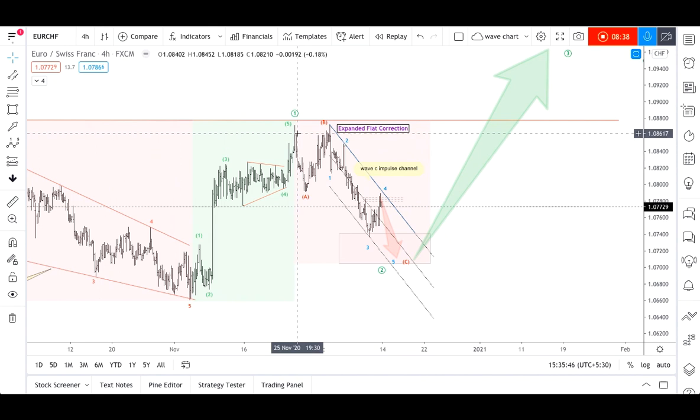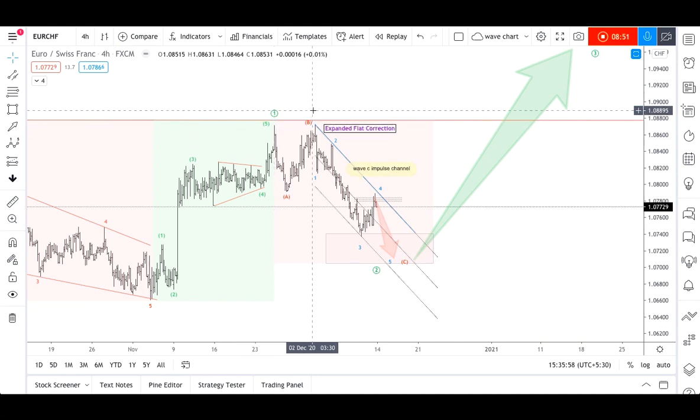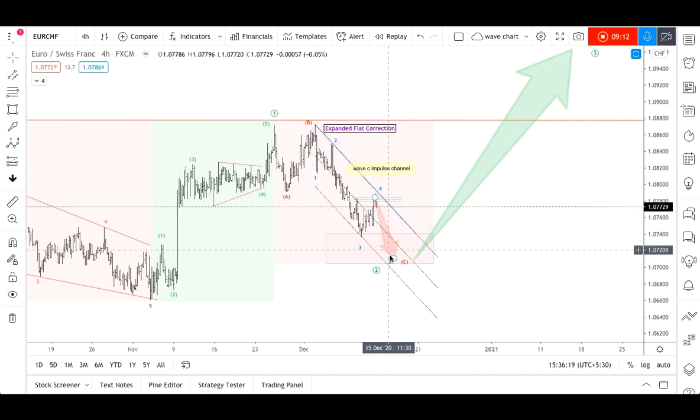And from here we have learned about the two types of correction. First is flat and another is expanded flat. What is a flat correction? In which wave B doesn't go above the highs of wave A, and in an expanded flat, it goes slightly above the highs of wave A, and from that level it faces a sell off. And about wave C, what is the wave C pattern? Every wave C should finish in an impulsive manner, like wave 1, wave 2, wave 3, wave 4, and wave 5. So it consists of five waves, right?